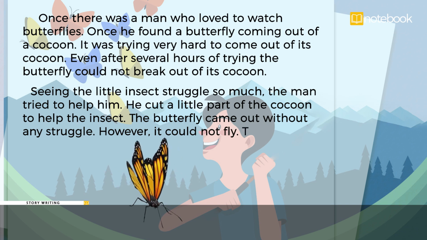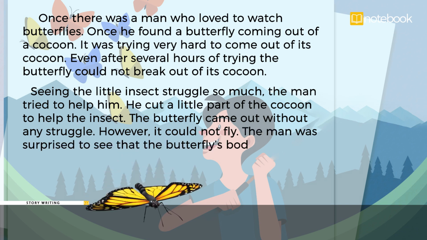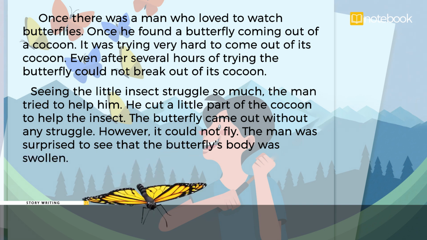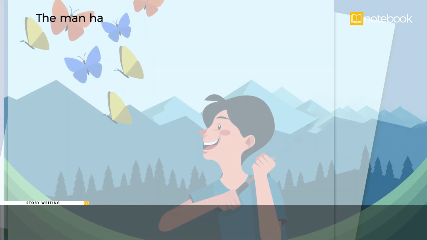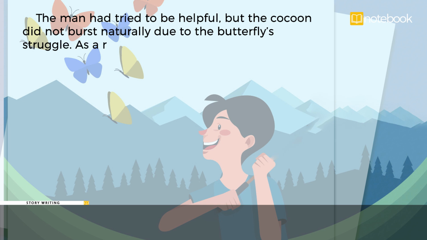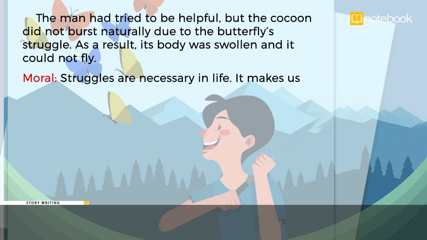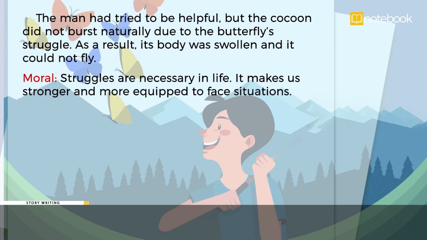However, it could not fly. The man was surprised to see that the butterfly's body was swollen. The man had tried to be helpful, but the cocoon did not burst naturally due to the butterfly's struggle. As a result, its body was swollen and it could not fly. Moral: struggles are necessary in life. It makes us stronger and more equipped to face situations.